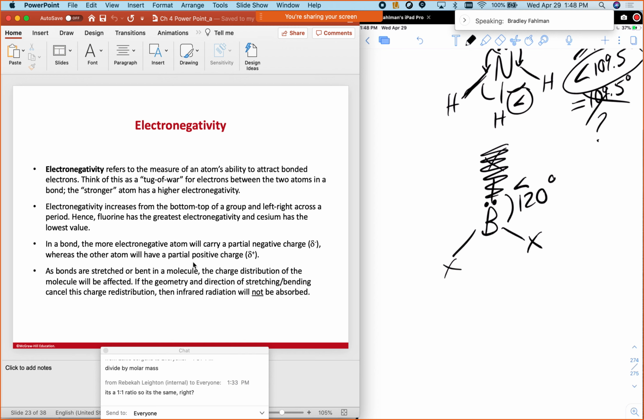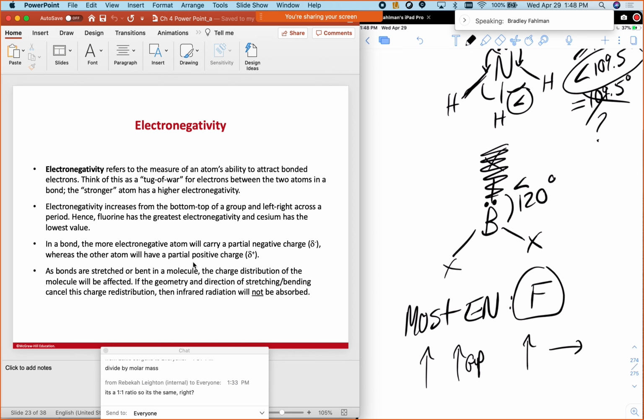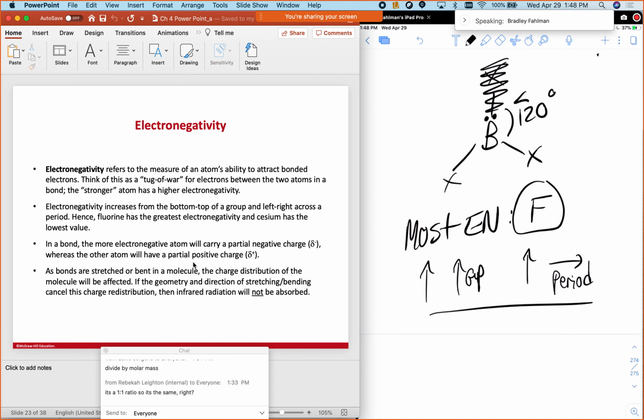You should know about electronegativity, like what its definition is. And so the most electronegative element is fluorine. So just always look, is it closest to that top right of the periodic table? So electronegativity increases as you go from bottom to top of a group, or it increases as you go left to right of a period.